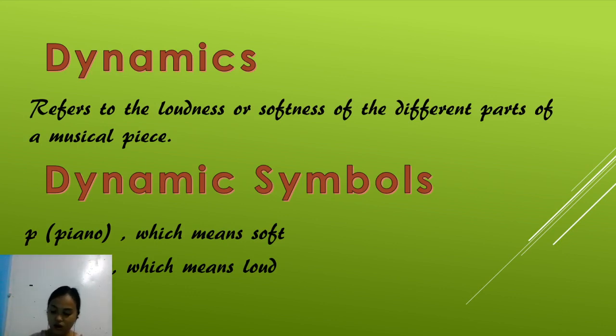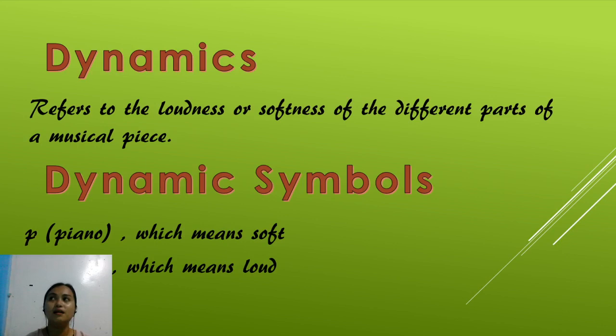So, for example, the song is entitled Mary Had a Little Lamb. In the first musical phrase of Mary Had a Little Lamb, you can see a P symbol, which means that if you are using an instrument, you will play the instrument softly. And then on the fourth musical phrase of the song, the symbol becomes F. So you will change the dynamic of the song to loud, since the music is marked with the symbol forte.